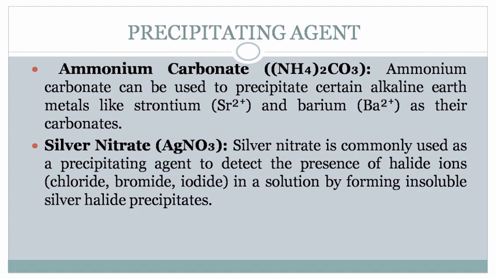Fifth, ammonium carbonate, (NH4)2CO3. Ammonium carbonate can be used to precipitate certain alkaline earth metals like strontium, Sr2+, and barium, Ba2+, as their carbonates.